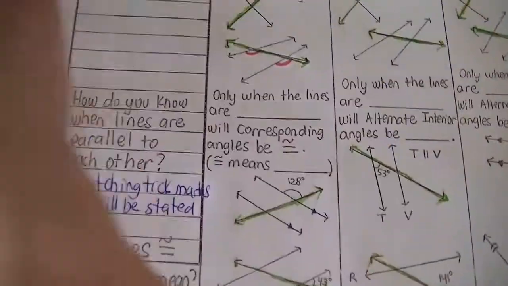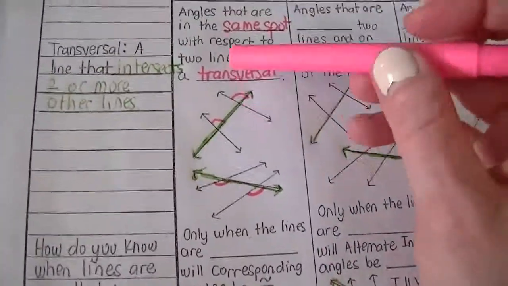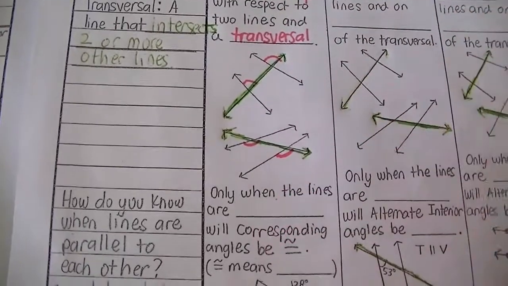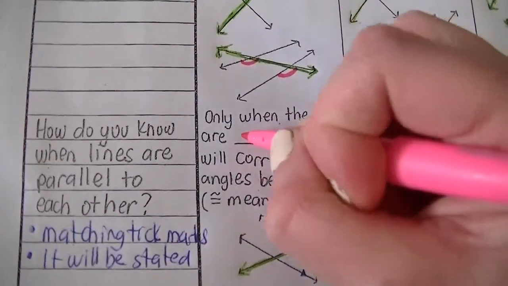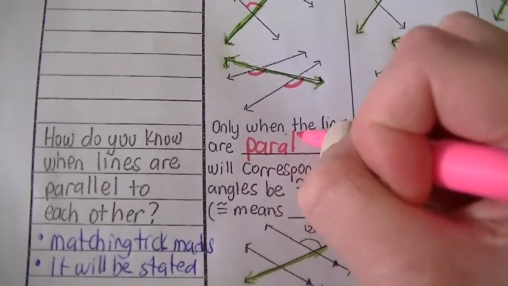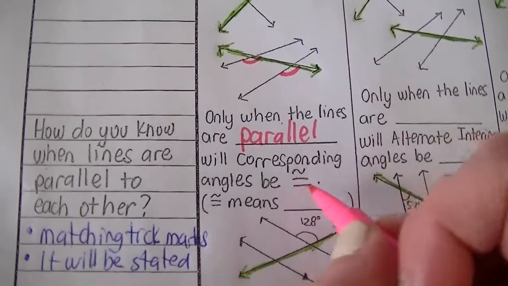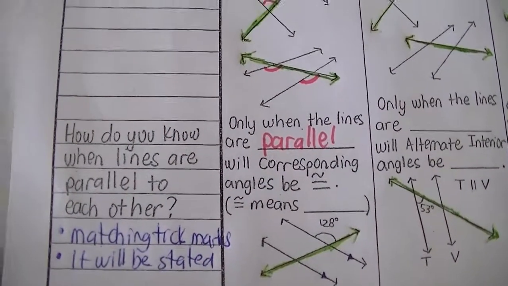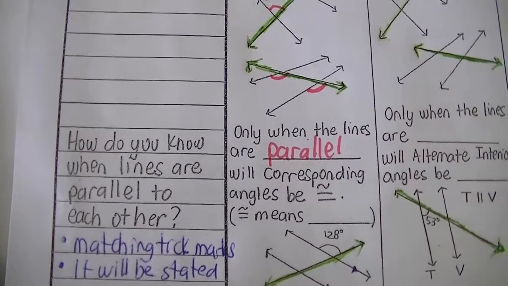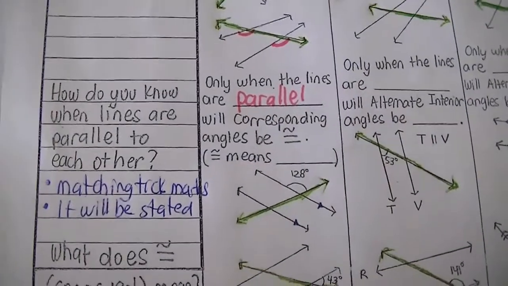So now moving on, back to here, I told you something was very special with corresponding angles when the lines are parallel. Now I'm going to explain what that is. Only when the lines are parallel will corresponding angles be congruent. Okay? Congruent is maybe a word that you may not have heard for quite a while. I'm going to go ahead and explain to you what congruent means.